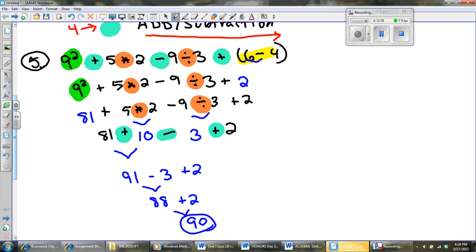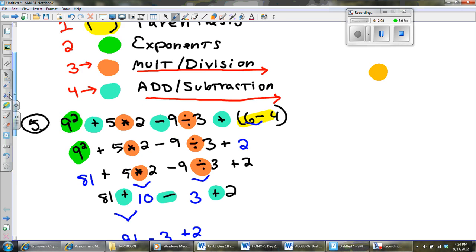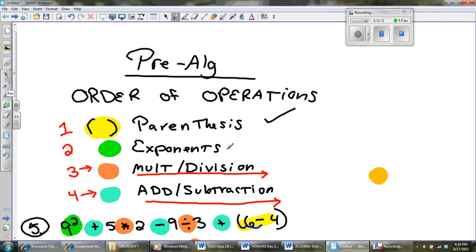My answer is 90. Please start using this scanning process. You scan for parentheses, then exponents, then multiplication and division, then addition and subtraction. And remember, when you're going left to right, you're only doing the multiplication and division, and then you're only doing the addition and subtraction.